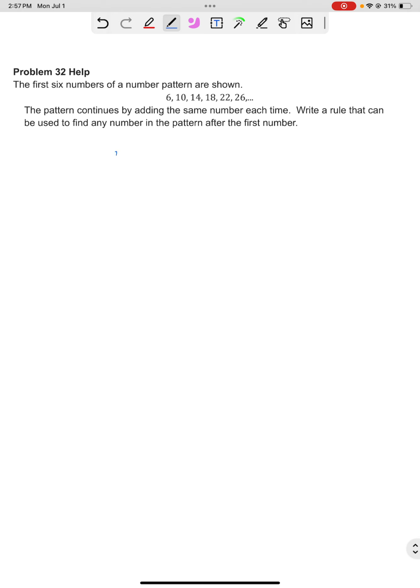So let's just think for a second. If I go from 6 to 10, what did I add? Well, I added whatever 10 minus 6 is, right? I added 4. Let's see, does that work? If I do 10 to 14, if I add 4 to 10, do I get 14? Bingo. If I add 4 to 14, do I get 18? Bingo. And you can see that the same thing is going to happen.